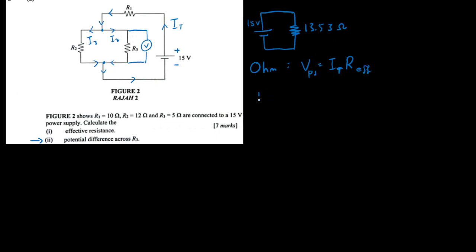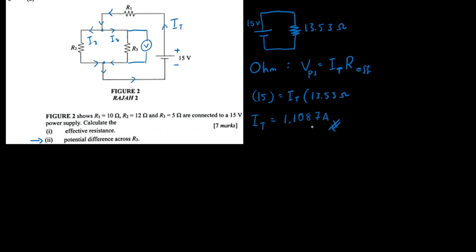So my power supply will have 15 volts. I have my I total and I have my R effective. My R effective is going to be 13.53 ohm. All right, so what I'm left with is that my I total is simply going to be 1.1087 amps, or amperes. So that is my I total.